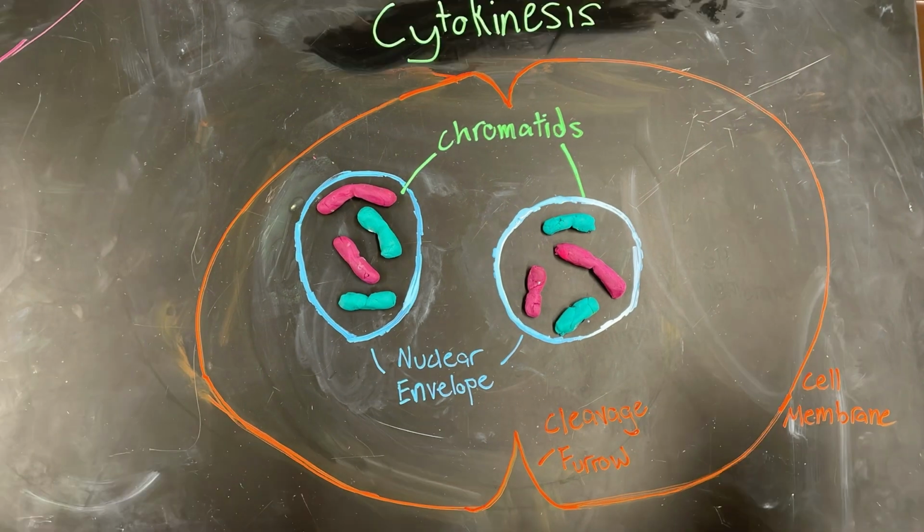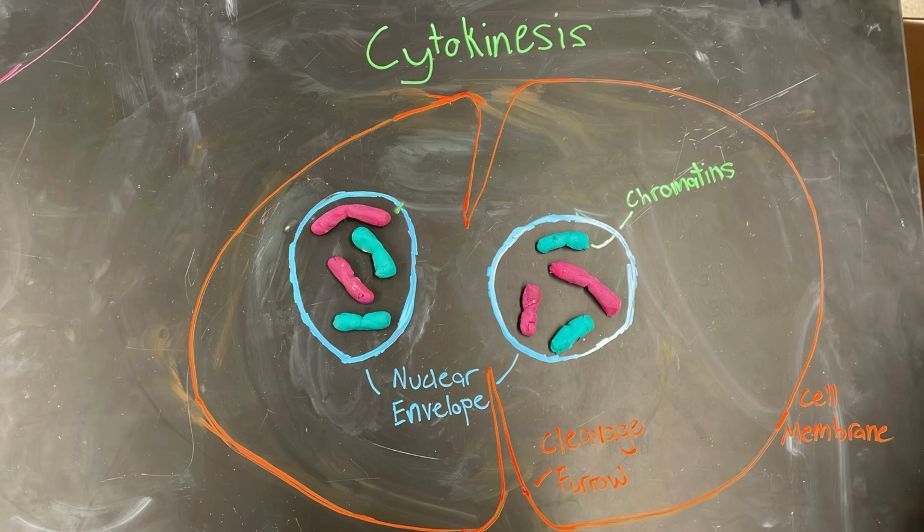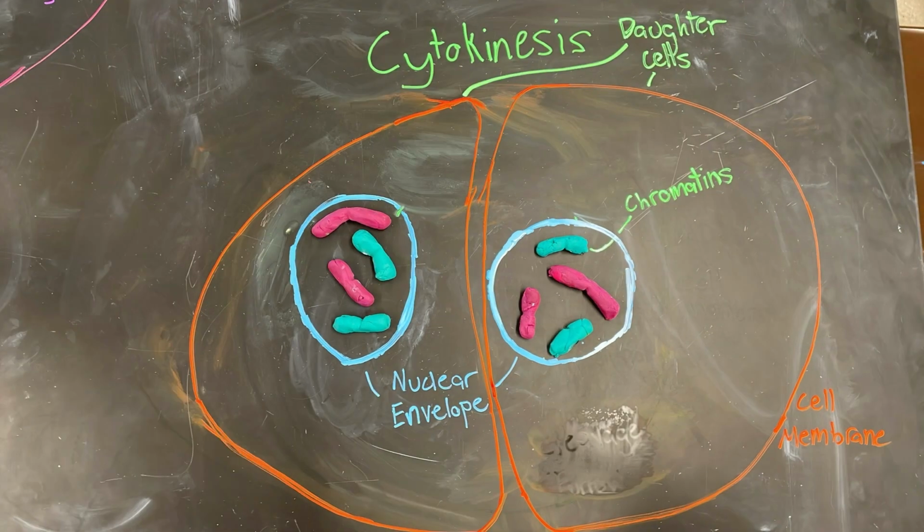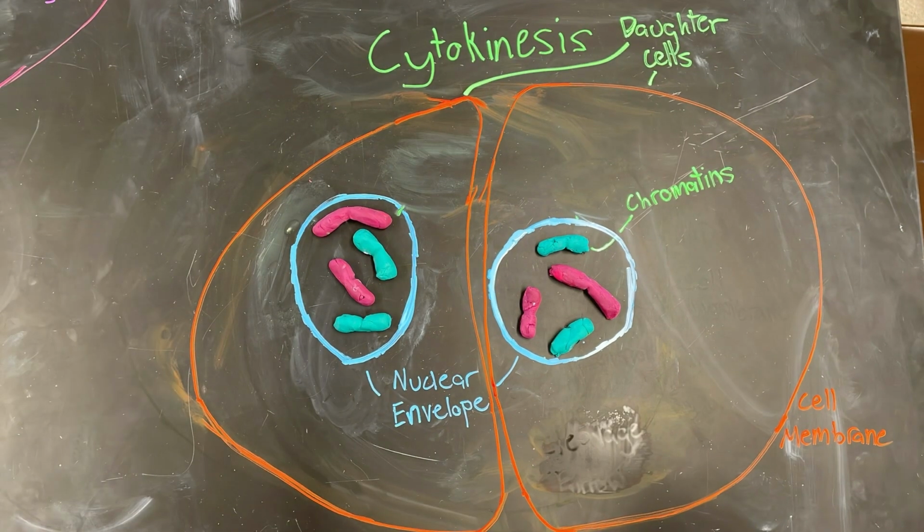During cytokinesis, which is the final stage of cell division, the cell splits itself into two daughter cells by expanding the cleavage furrow with the use of microtubules.